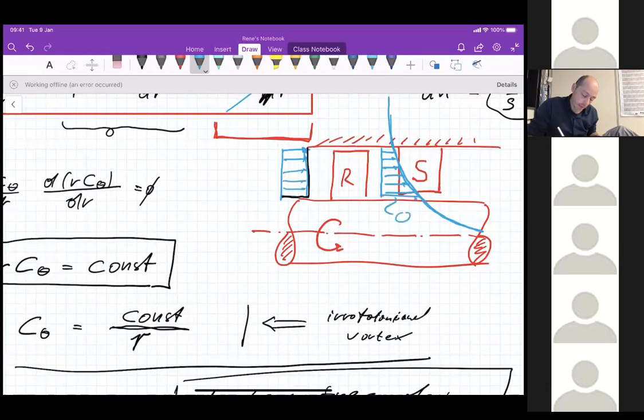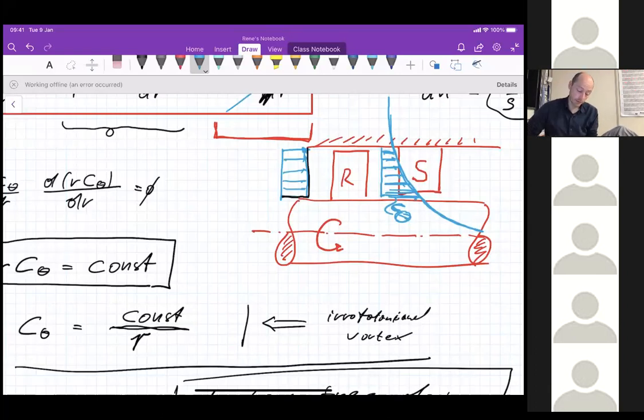This is now my c theta. Okay, this is the tangential velocity. I'm plotting it now as if it looks like an axial velocity, but imagine that these velocity arrows are actually in this plane. So it's normal to the plane that I'm drawing, and it's c theta. And so you can see that c theta is a function of a constant divided by r, it's a hyperbola.